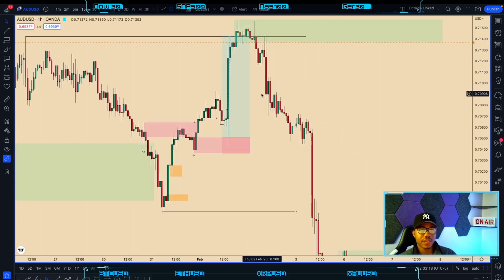Now, what I'm going to do now is go ahead and show you guys a screenshot of this trade. I posted it on my Instagram story, so I'm going to go ahead and show you guys this.